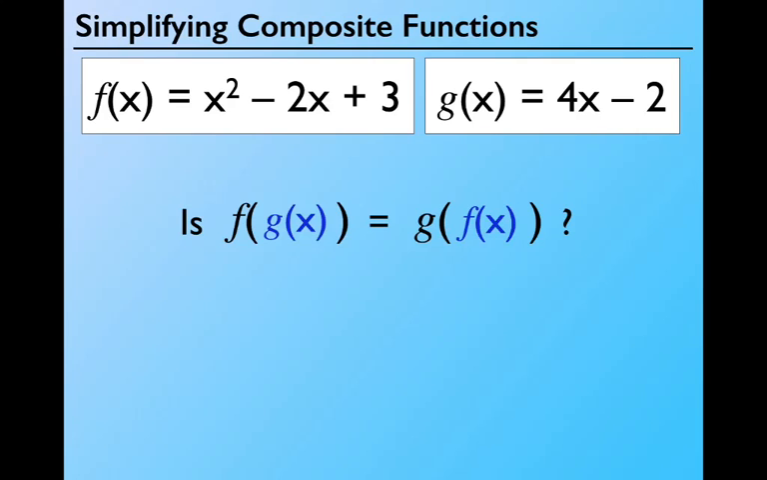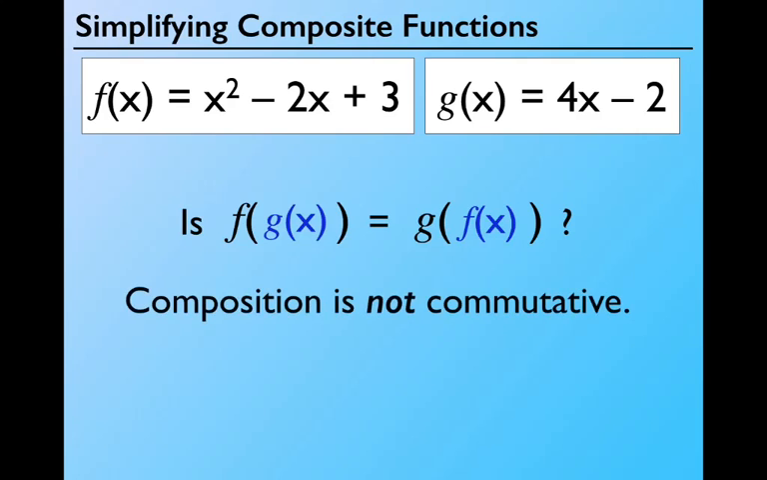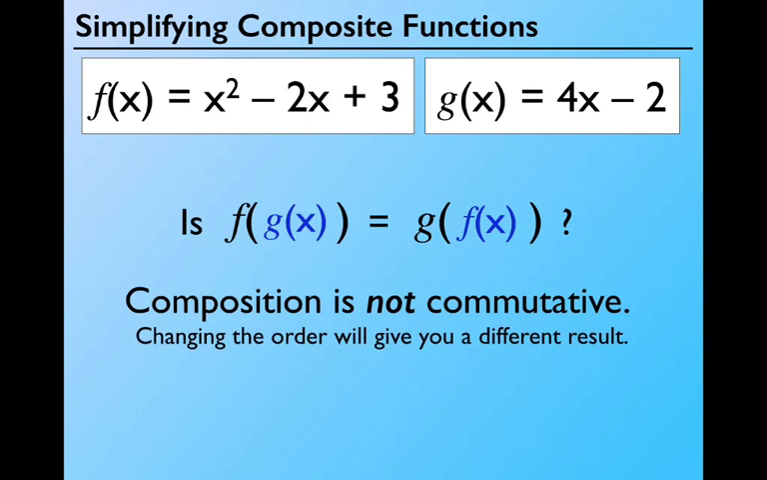Now, is f of g of x equal to g of f of x? No. Because composition is not commutative, meaning the order that you do it in matters. Changing the order will give you a different result, as we saw.